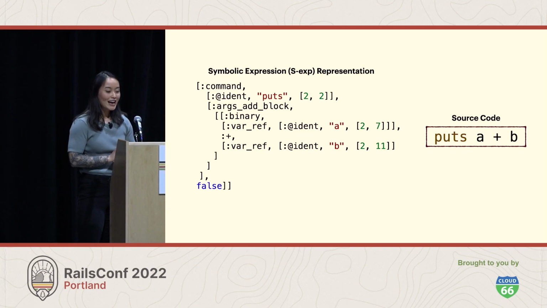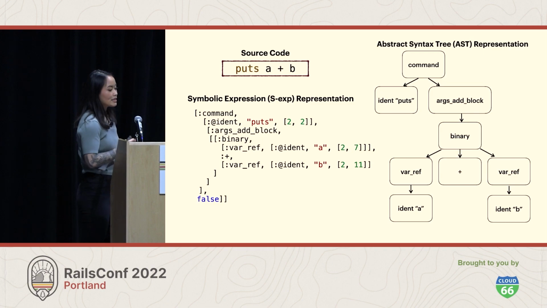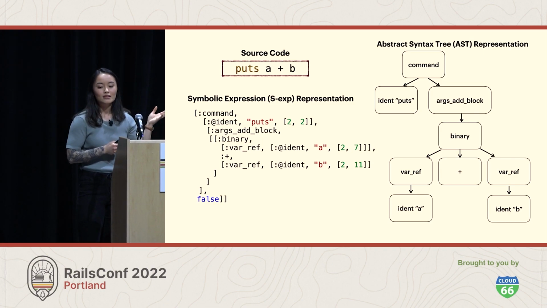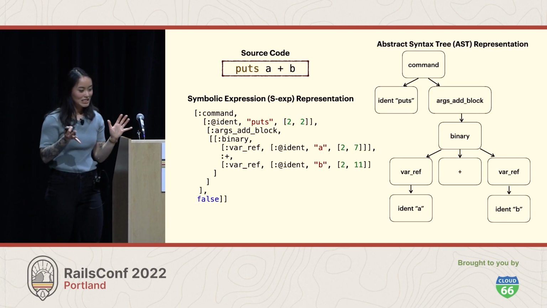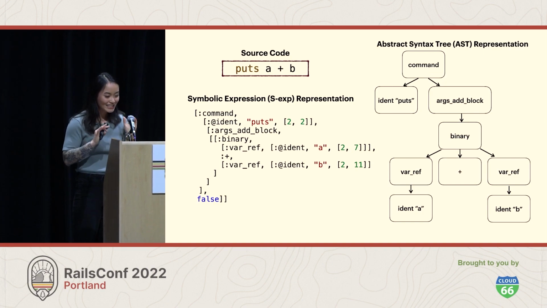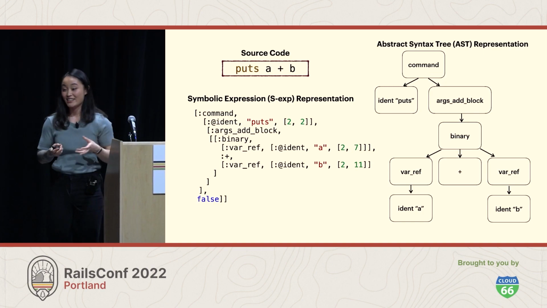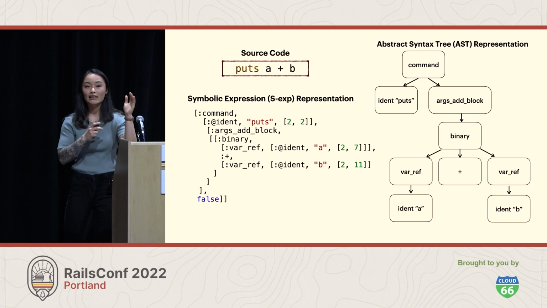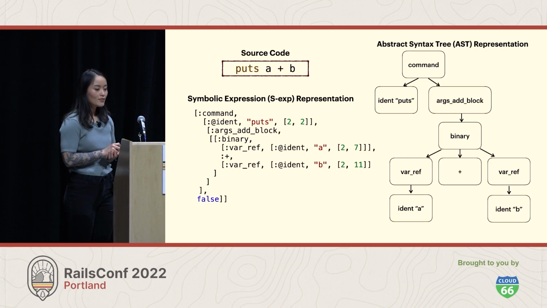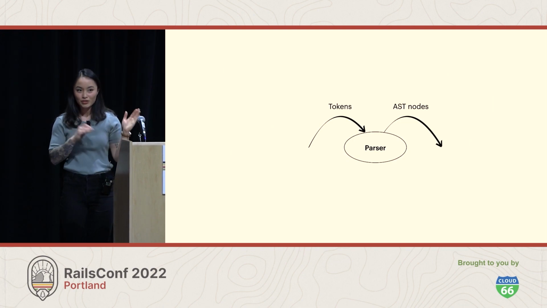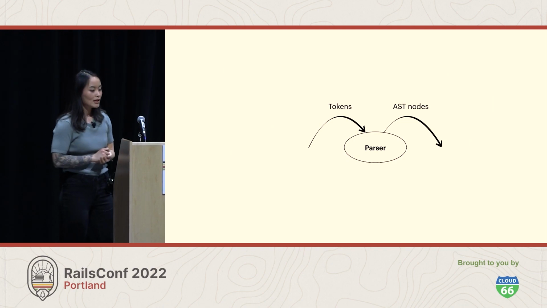I'll do you one better and represent this information in a tree structure. So on the left, we have the sexp representation, and on the right, we have the abstract syntax tree representation of the same data. And that's actually how Ruby stores AST nodes in sort of a linked list structure. All right, so that is the parser: input tokens, output AST nodes.